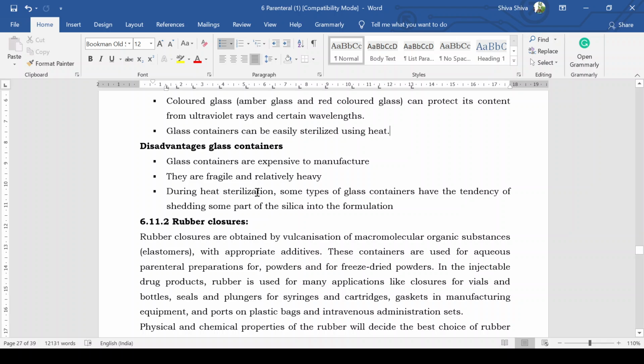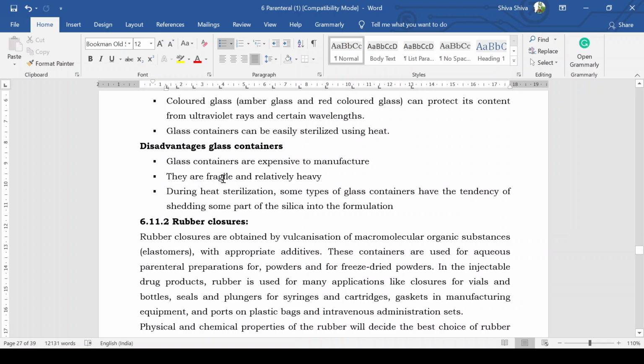देन डिसएडवांटेज ऑफ ग्लास कंटेनर्स. सो फर्स्ट डिसएडवांटेज, it is expensive to manufacture. Glass containers are expensive to manufacture. Then they are heavy, weight is more, and fragile, that is easily breakable.